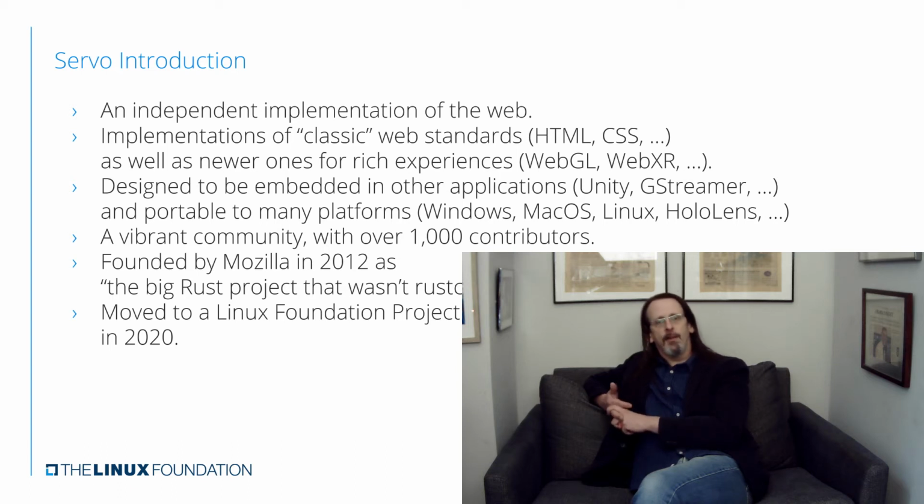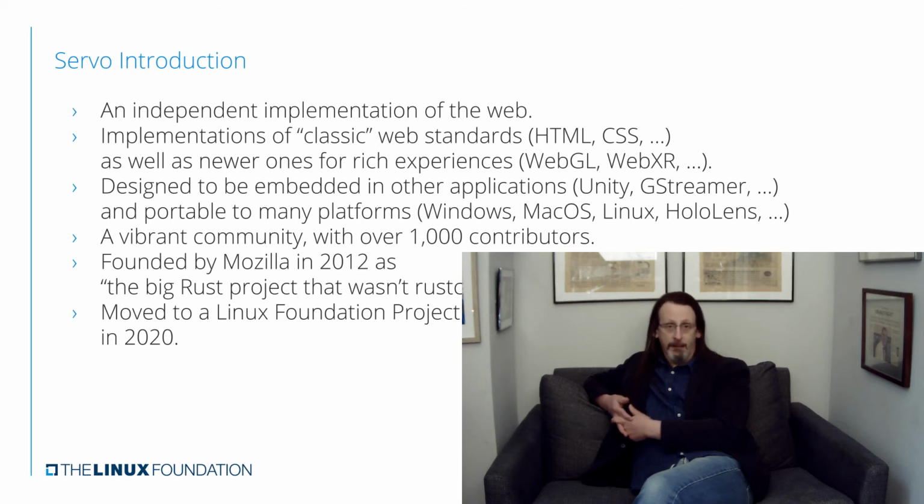So Servo's got quite a large developer community, there's over 1,000 external contributors. And originally, Servo was founded by Mozilla as the sister project to the Rust programming language. And for a long time, Servo was the other big Rust program. So there was the Rust compiler itself, but then there was Servo being used in an experiment to see whether Rust could be used to implement web technologies.